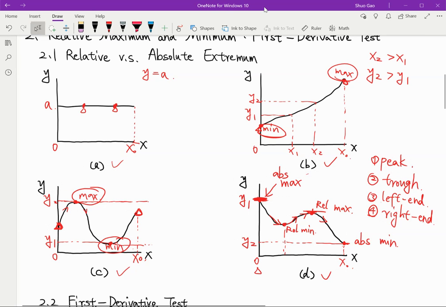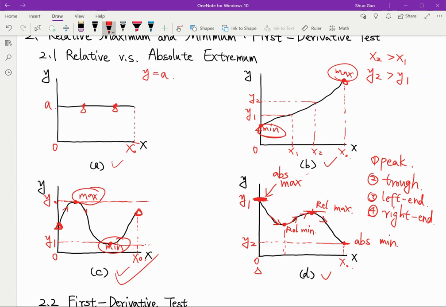Okay. So for graph C, if we compare the four values, we find that the peak value is high enough to be the absolute maximum. The trough value is low enough to be the absolute minimum, right?